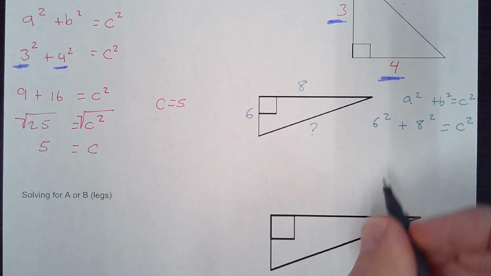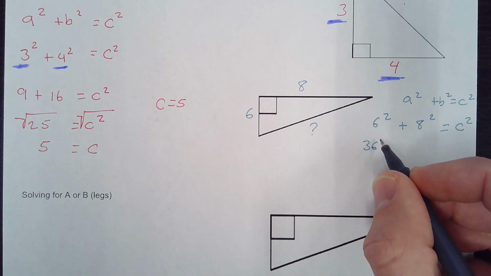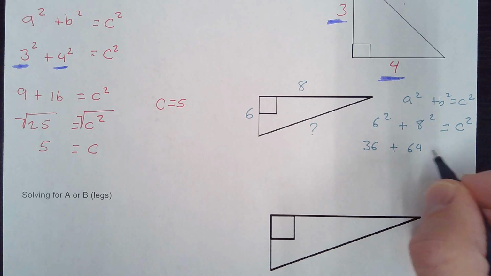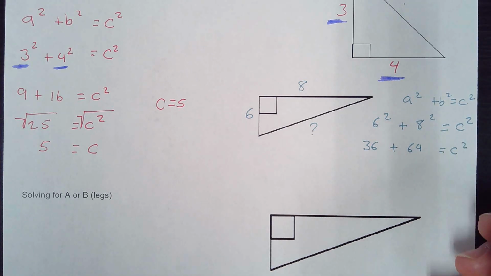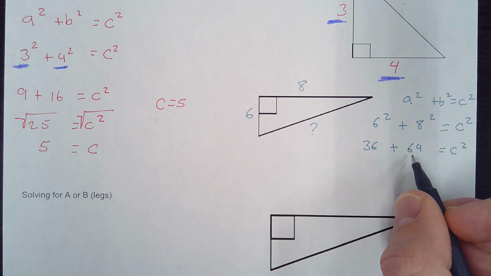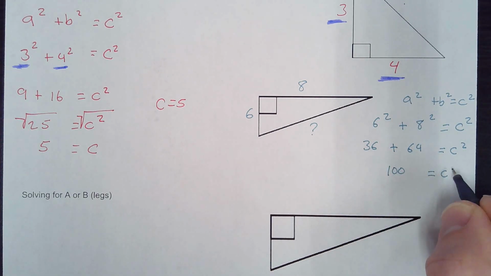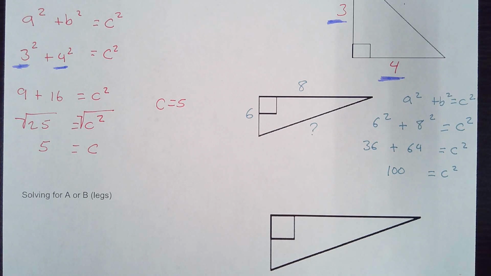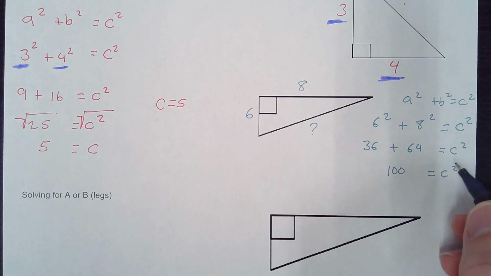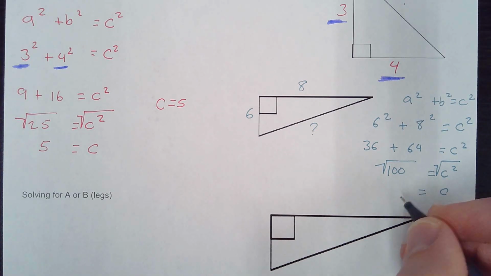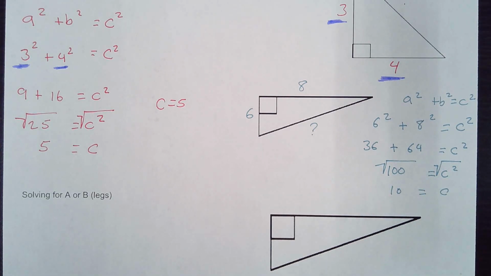Start to simplify it further. 6 squared is 36 plus 8 squared is 64 equals c squared. When I add these up, I get 100 equals c squared. To figure out what this is, if you don't know what c is, that's fine. Take the square root of both sides. C equals the square root of 100, which is 10. So this is 10 here.